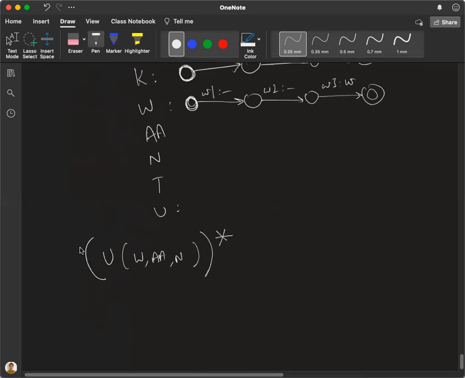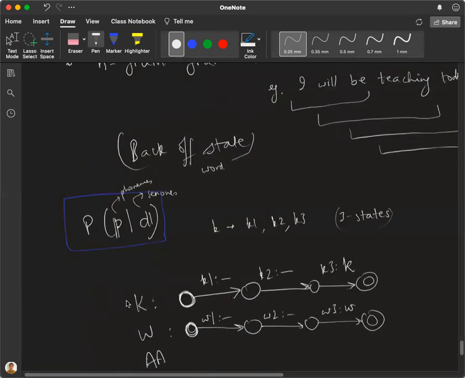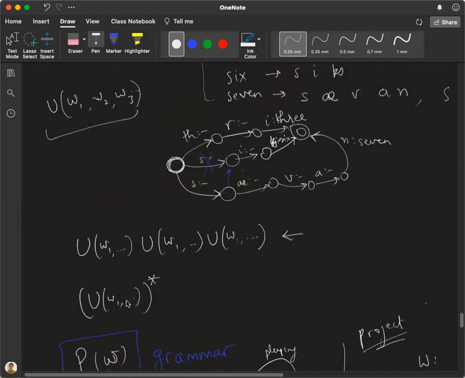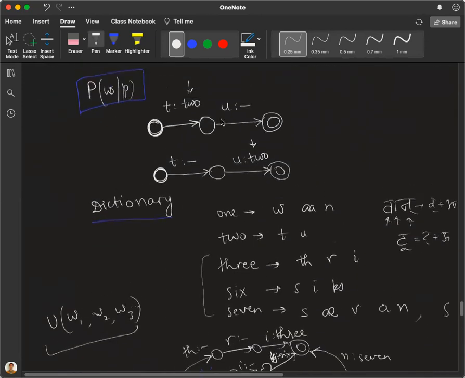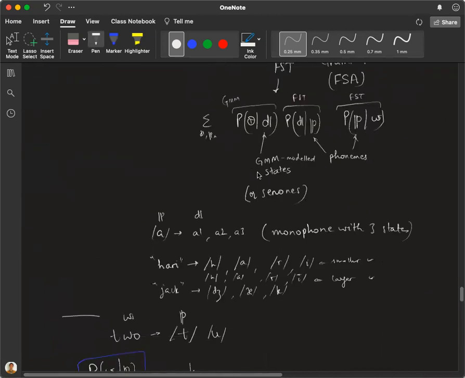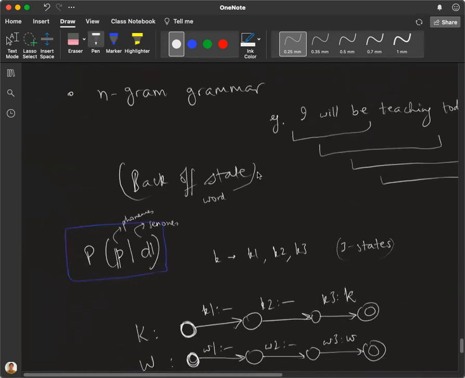Okay, let's start with that now. So what we are discussing now is P of O given D. Given your C known, how do you model your MFCCs? It could be O given D or D given O. Basically, these are both equivalent because you can transform one into the other.